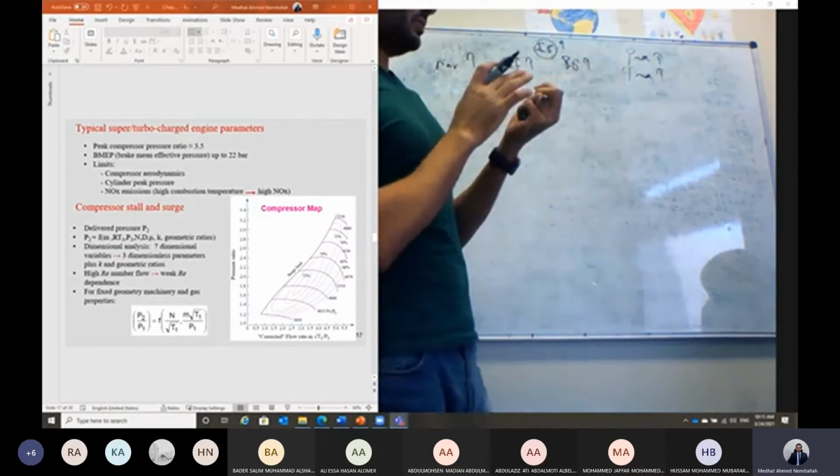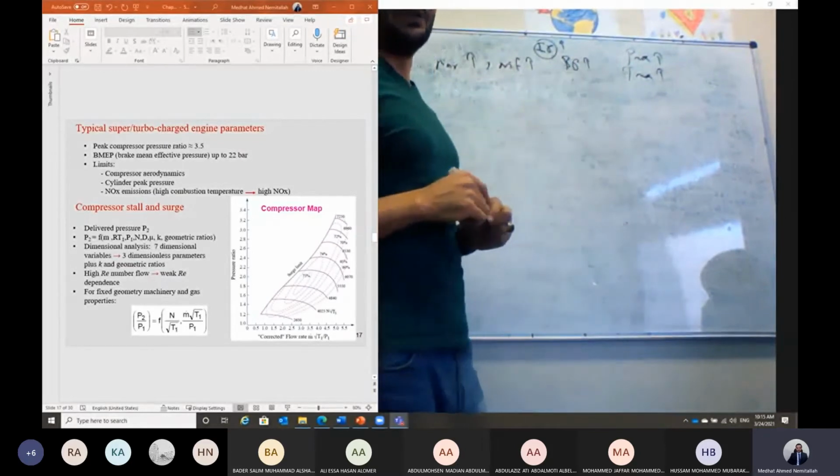But what about the gasoline engine? Do we have a limitation for maximum temperature and maximum pressure?